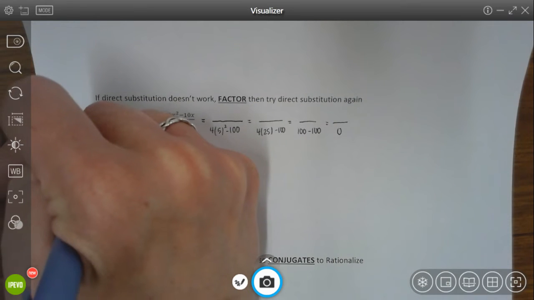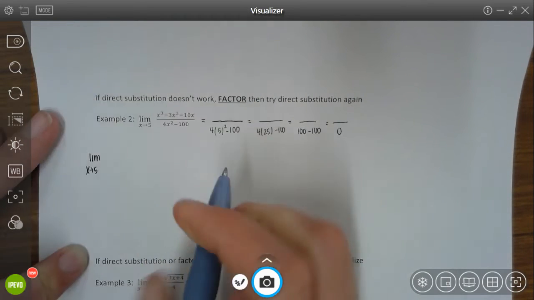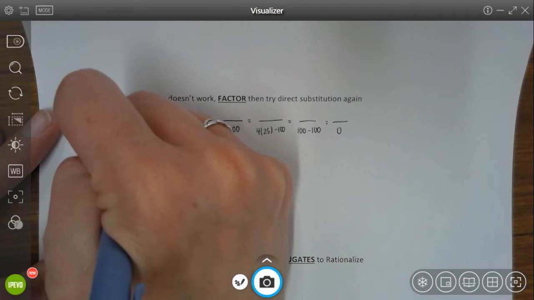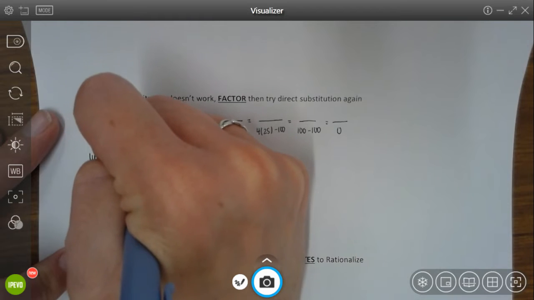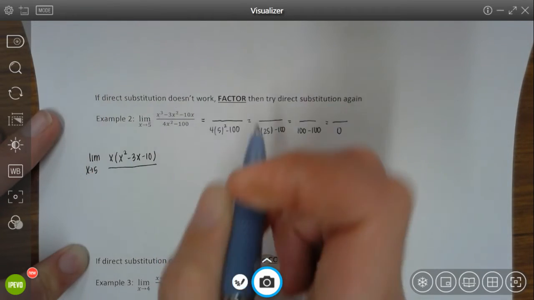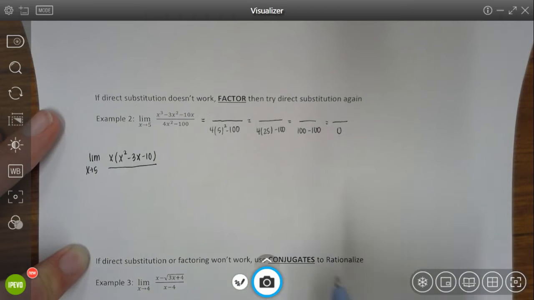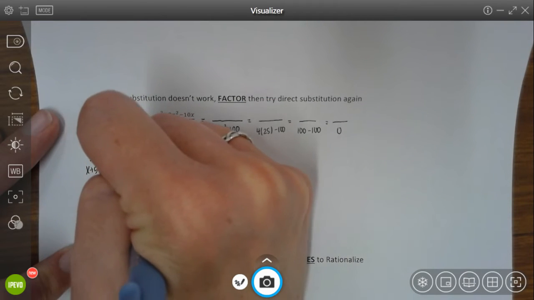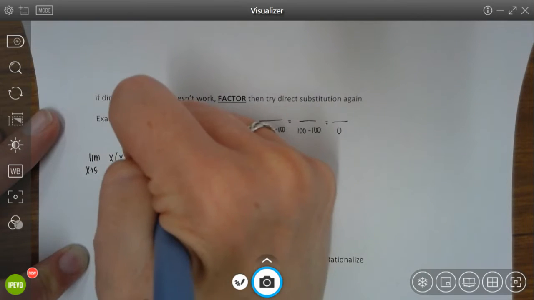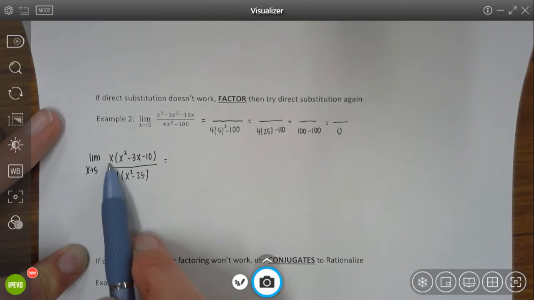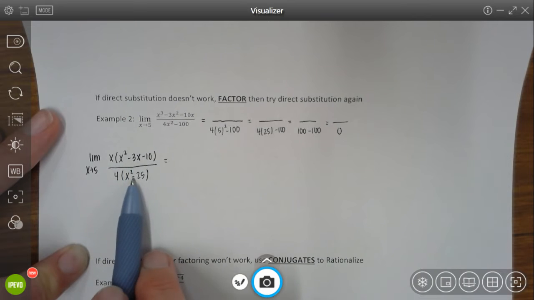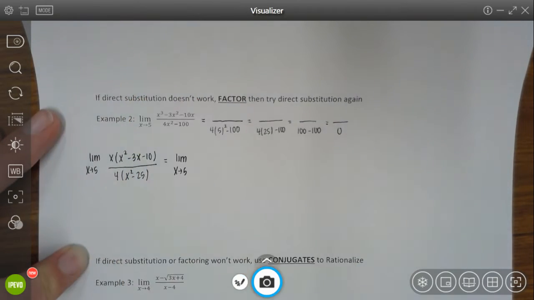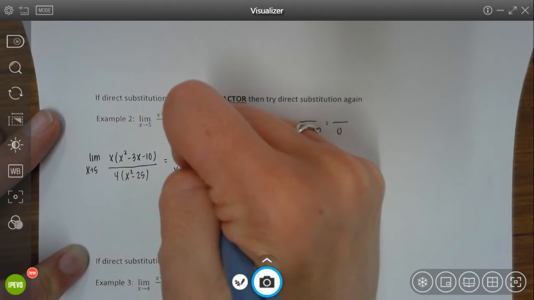So if I want to factor this, I'm going to go ahead and notice that I have a common factor of x in my numerator. So x times x squared minus 3x minus 10. And then I could take out a 4 here, and that's going to leave me with x squared minus 25. And nothing cancels yet because 4 and x aren't the same thing. So I'm going to go ahead and keep on factoring here. And I haven't substituted in anything yet, so I'm keeping the limit notation as I do this.